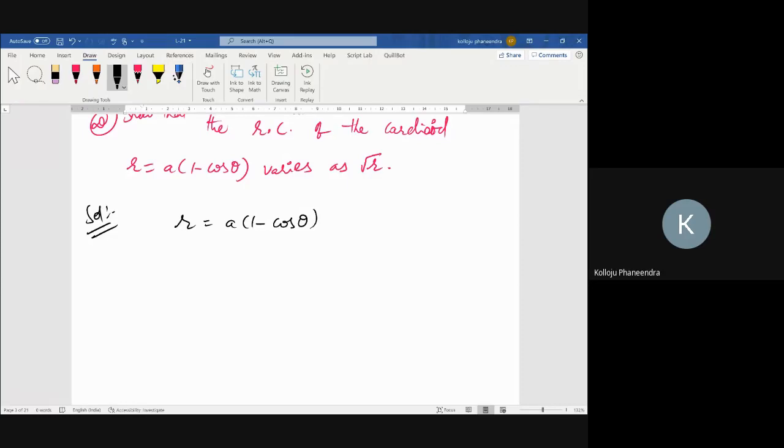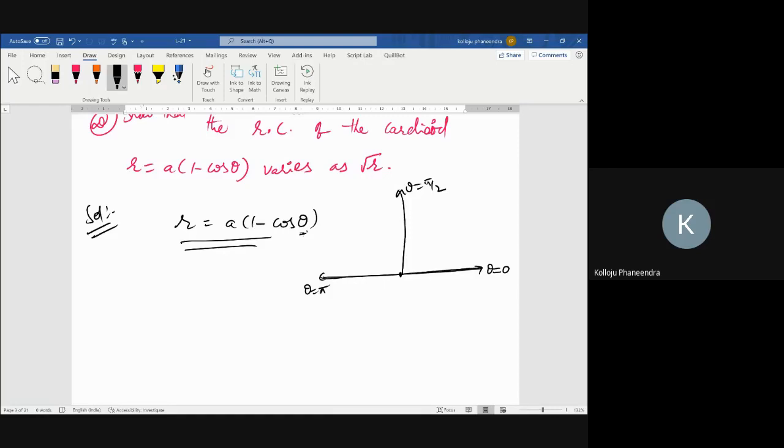So see, what is the shape of this cardioid? This is the pole, R equal to 0. This is theta equal to 0, the initial line. This is theta equal to pi line, and this one theta equal to pi by 2. In curve tracing of polar coordinates, the first point is symmetry. If in the equation of the curve I replace theta by minus theta and the curve remains unchanged, then the curve is symmetric about the initial line.